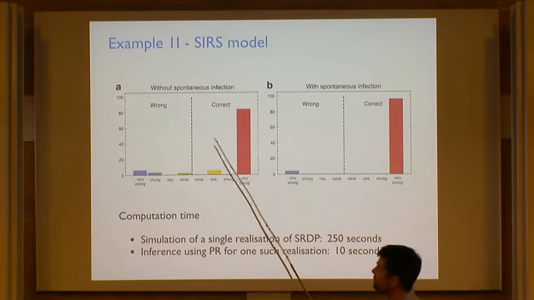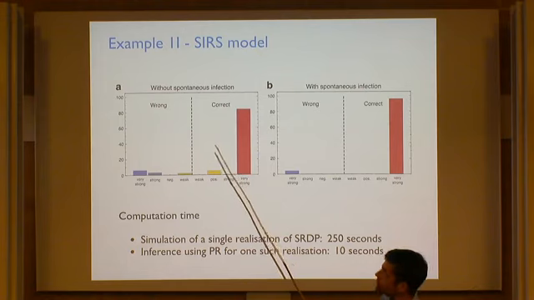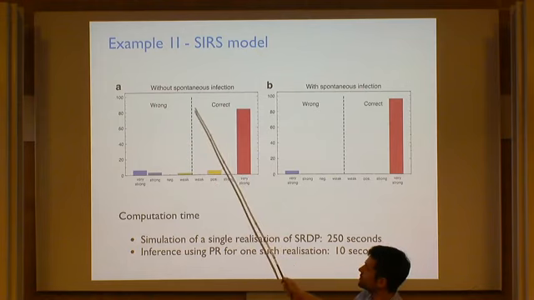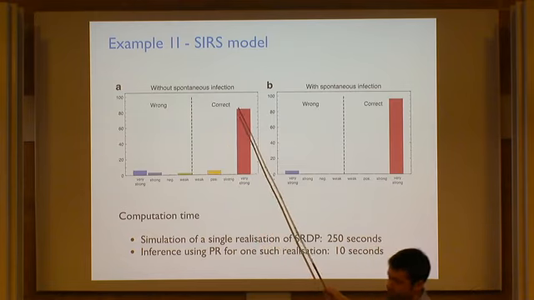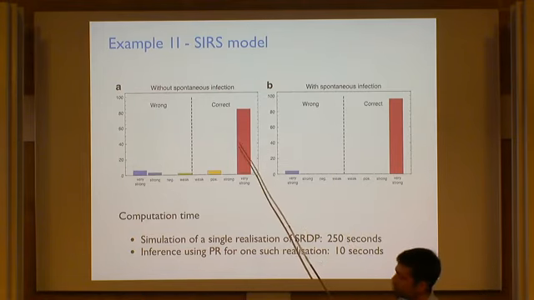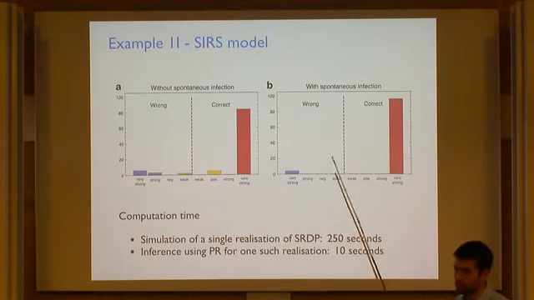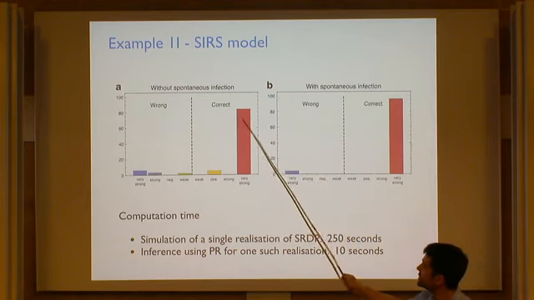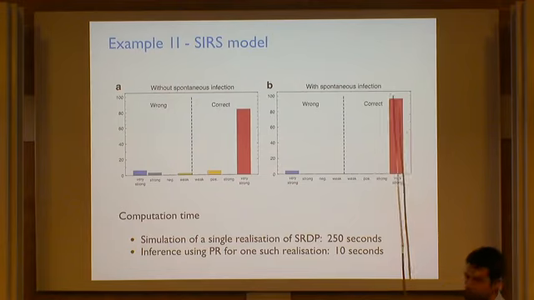So this is a histogram telling you how often our method chose the wrong one on the left and how often the right one. And we consider both cases where the actual true system used to simulate the data did not have the spontaneous infection, and it did have the spontaneous infection. As you can see, our method picked in the big majority of the cases the true model, in most of the cases, here 95% of the times, with a very strong confidence. So it's a pretty good result.